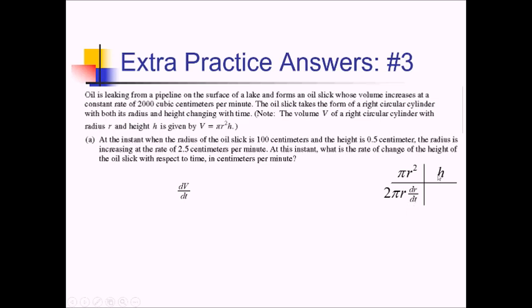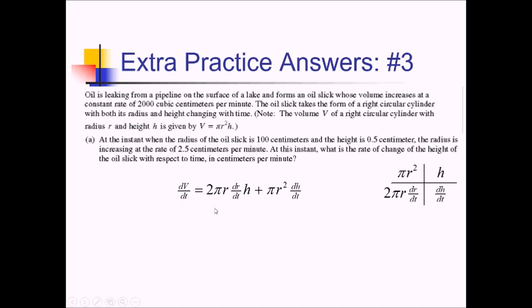And then the h derivative is going to be dh over dt. Now this is what we're actually trying to solve for when all is said and done. So using the product rule to multiply all this out, we've got 2 pi r dr over dt times h. So I'll just stick the h in the end of all that. And then going the other way, we have pi r squared times dh over dt. And we're adding all that stuff.